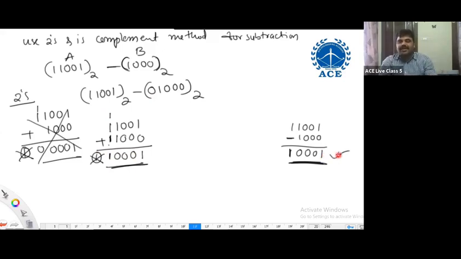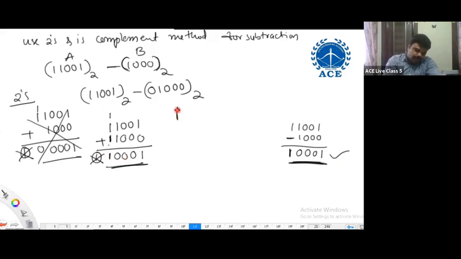I have to get that correct result. I may be using any method, but the difference should not be changing. The result should not be changing. The result must be whatever we are expecting. Yes, I'm getting 10001. That is the 2's complement method.